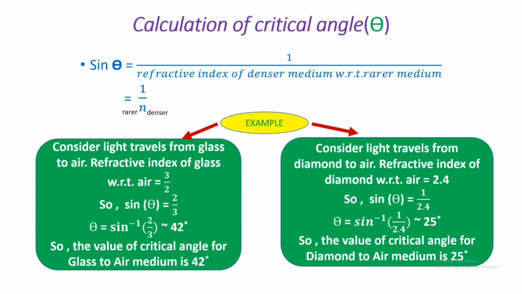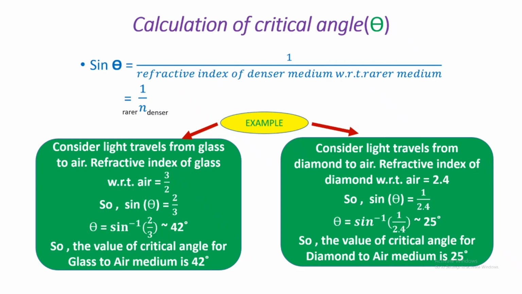Calculation for critical angle. Sin theta equals 1 by the refractive index of the denser medium with respect to the rarer medium. Example: consider light travels from glass to air. The refractive index of glass with respect to air is 3 by 2. So sin theta equals 2 by 3. Theta equals sin inverse 2 by 3, nearly equal to 42 degrees. So the value of the critical angle for glass to air is 42 degrees.